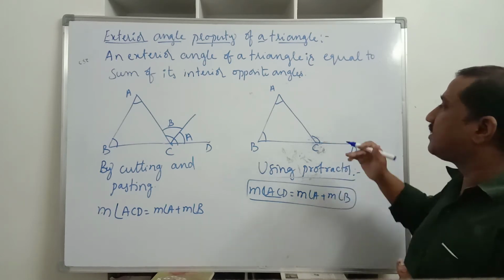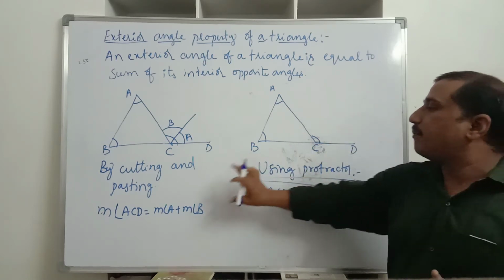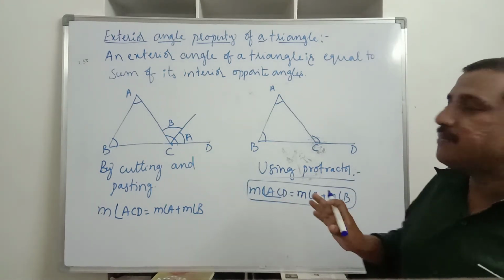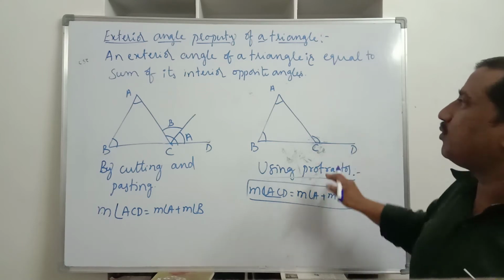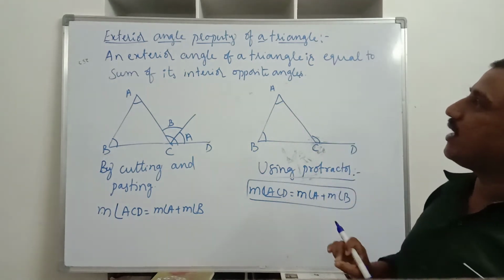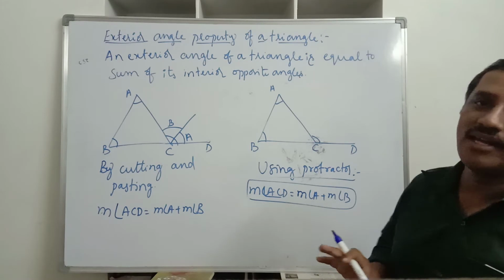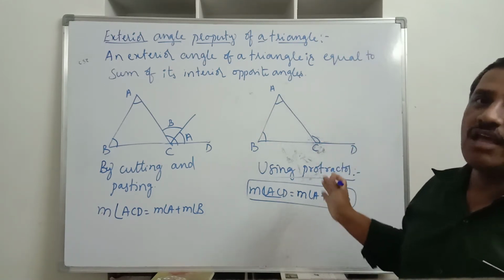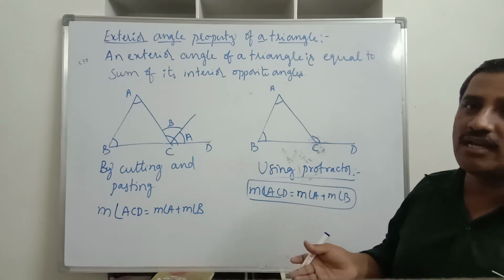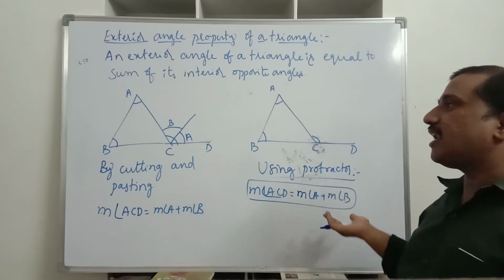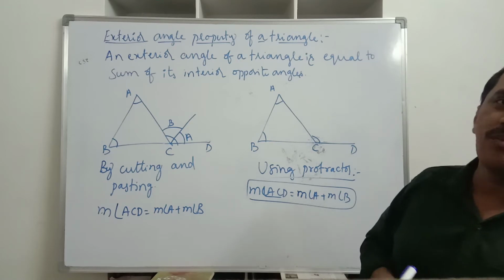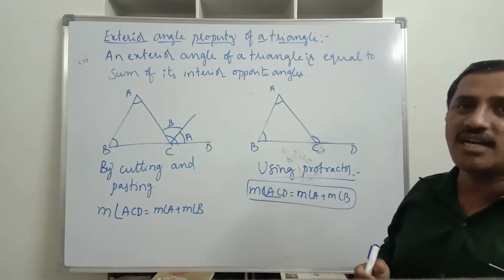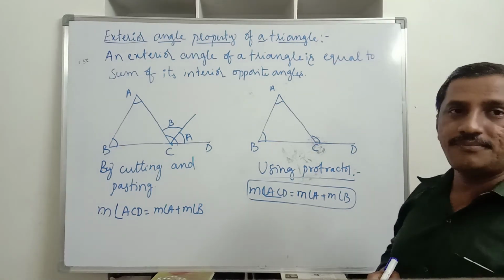Now we will discuss some examples. We can prove this by the cutting and pasting method, paper cutting, and also by using a protractor to measure those angles. This statement is known as the exterior angle property of a triangle. Now using this property, we will find the exterior angle when we know its interior opposite angles. Similarly, when we know the exterior angle, we can find one interior opposite angle when we know the other interior opposite angle. Is it clear, children?